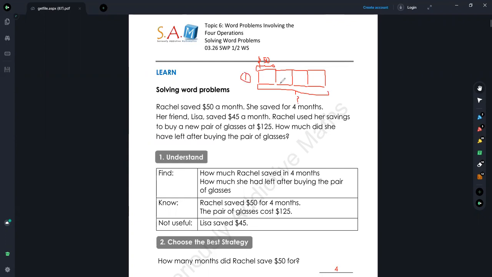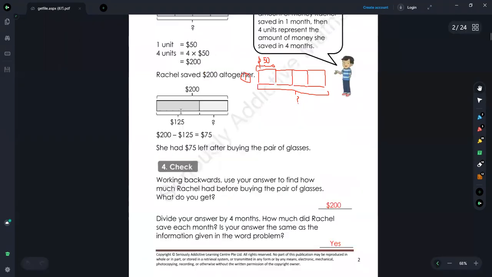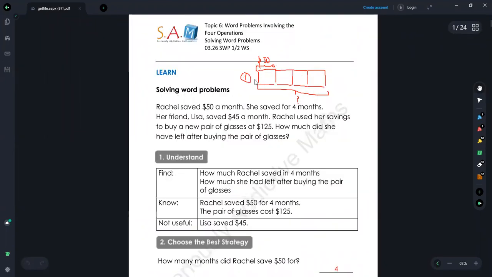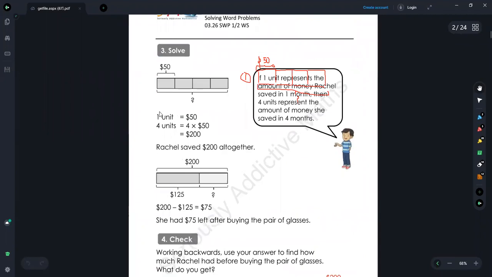Step 1. It's important for them right now to be able to write down the units and the steps. So based on this, they need to write down the steps: 1 unit equals $50. It's important for them to do that. I do not want students to just go 4 times 50. Get them to write the step, 1 unit equals $50. Emphasize the importance of doing this so that they can understand and process the question better. 4 units equals 4 times $50, which is $200.